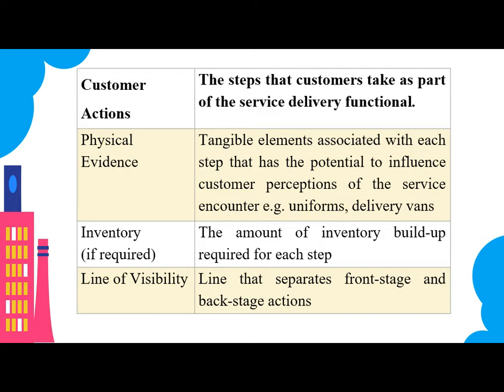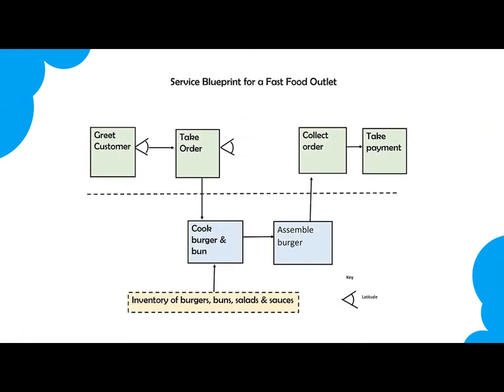Next is inventory. Inventory is sometimes required, like in the example of a restaurant, but sometimes in the case of pure services, inventory is not required. So what is inventory? Inventory is the amount of inventory built up required for each step. Next is line of visibility. Line of visibility is the line that separates front stage and backstage actions. So here we can see the line of visibility is the dotted line that separates front stage and backstage operations.